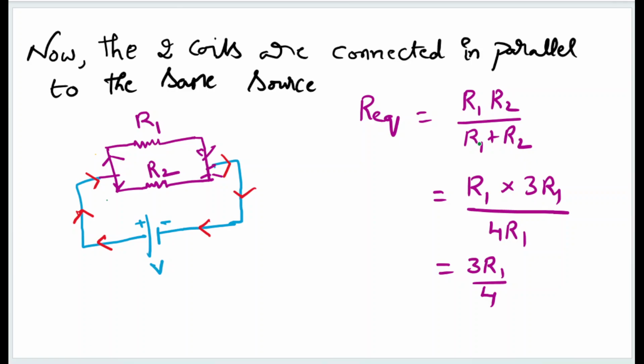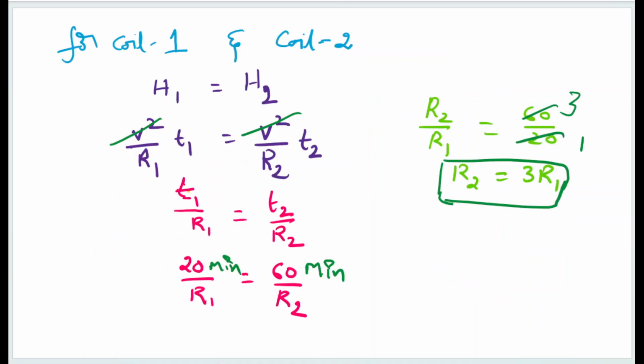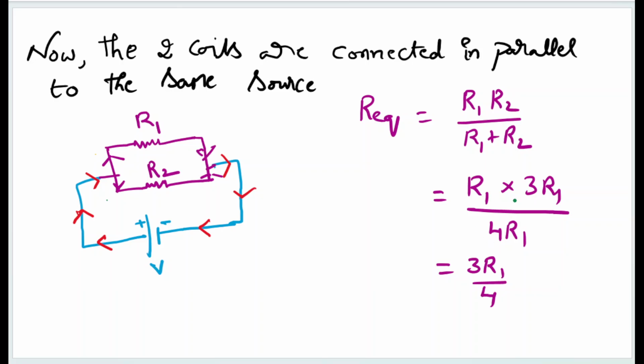How did we get R2 as 3R1? In the previous slide we already got R2 is equal to 3R1, and from that we substituted. Here R1 gets cancelled. So 3R1 by 4 is the R equivalent.